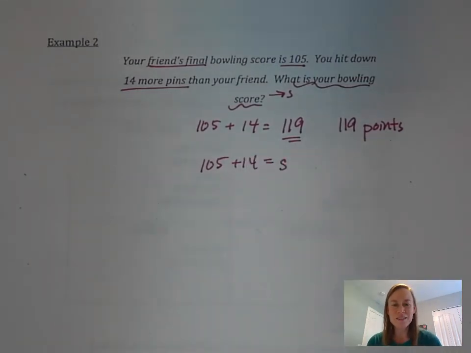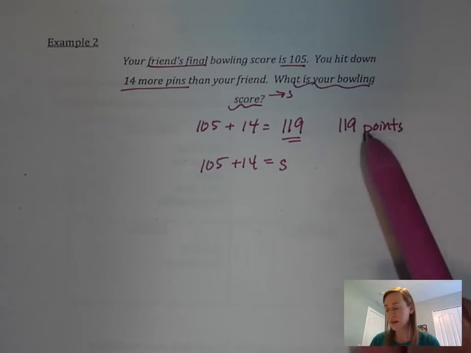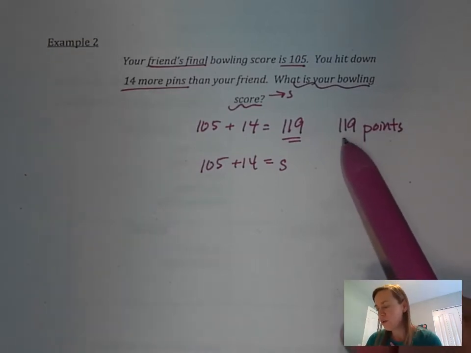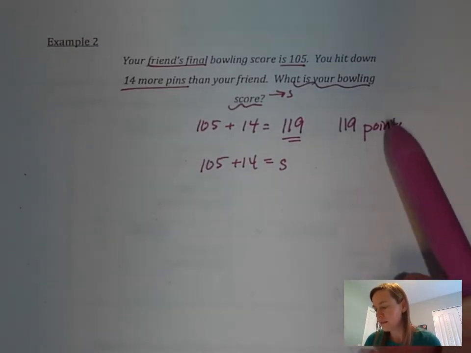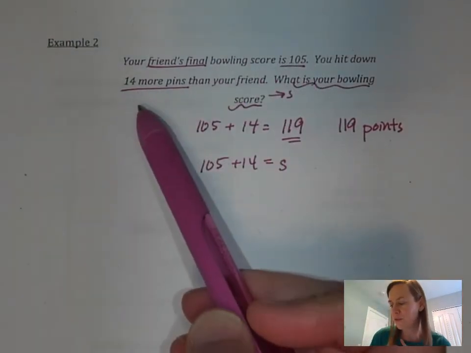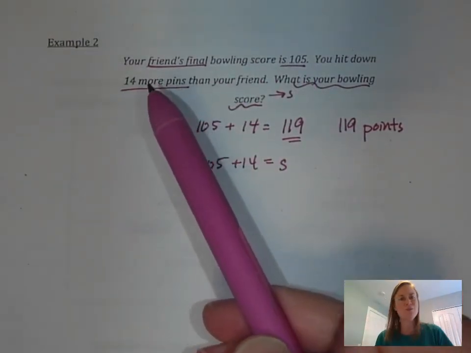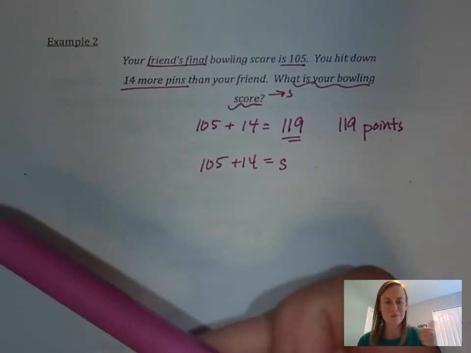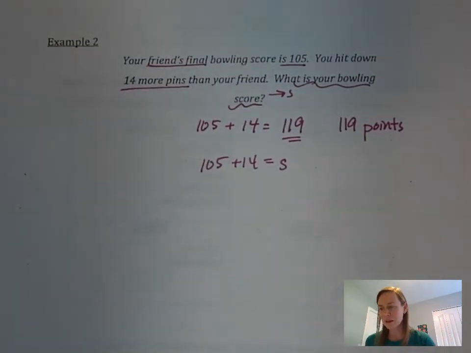But definitely using logic and always going back and making sure that the answer you give makes sense is the key. So here, to make sure it makes sense, you knocked down 119 and your friend knocked down 105. So did you knock down 14 more than your friend? Yeah. Your score should be more than your friend's, and you got that, so you're good. Let's go to example 3.